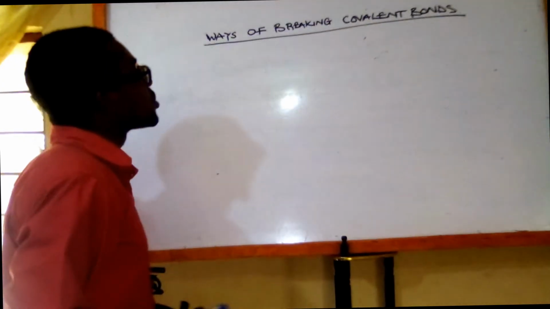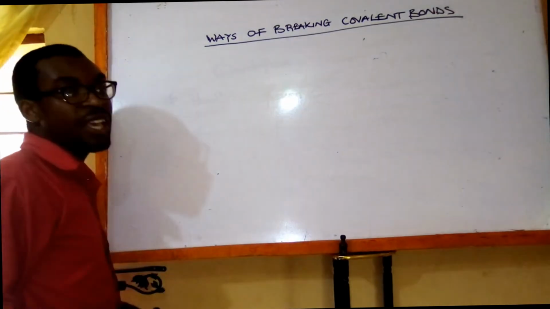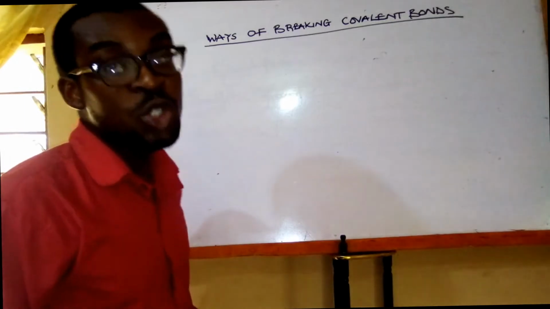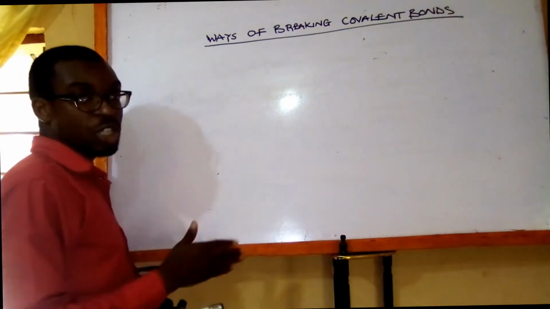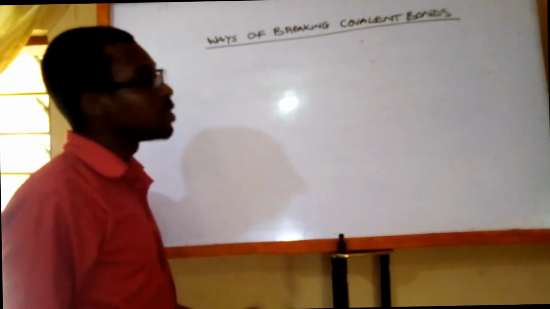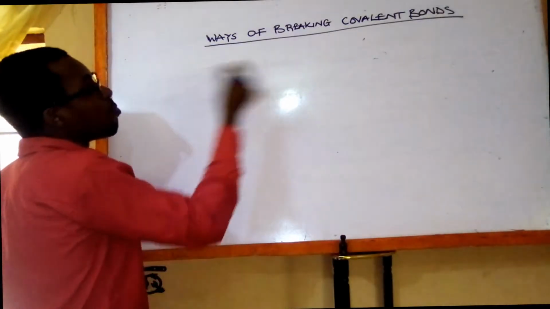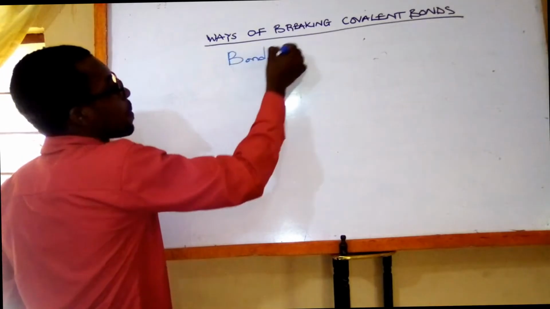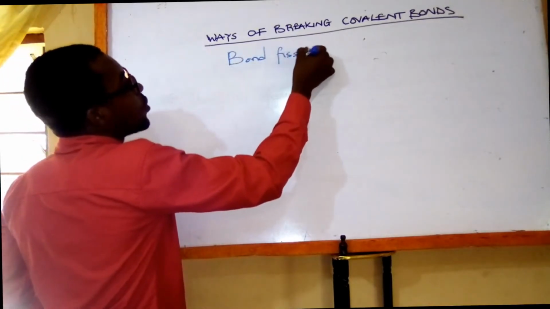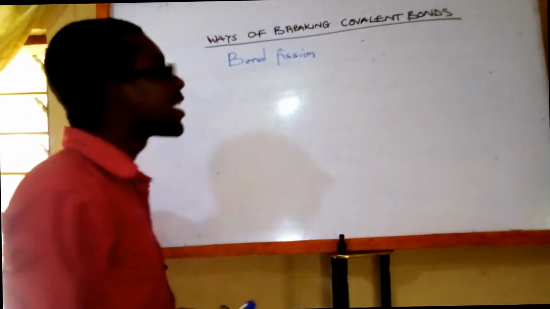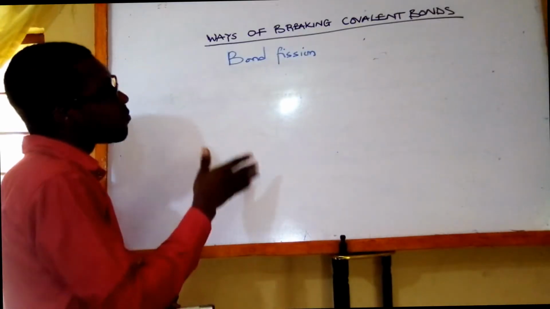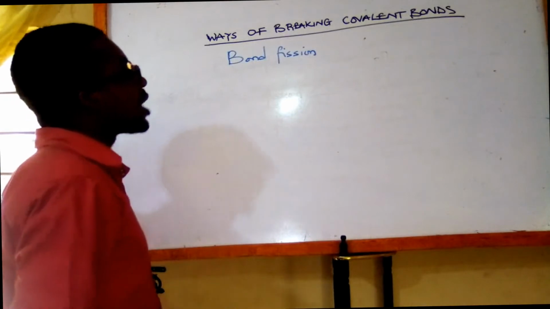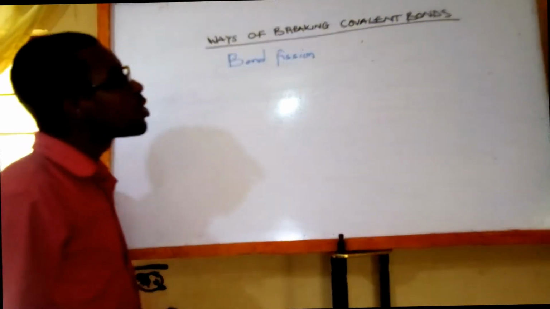Hi, today we'll be looking at the ways of breaking covalent bonds. For chemical reactions to occur, there must be formation and breakage of bonds. In chemistry, bond breakage is called bond fission. This is particularly important in organic chemistry because it involves the breakage and formation of new bonds. There are two ways bonds can be broken in covalent bonds.